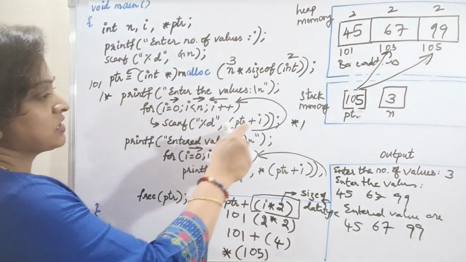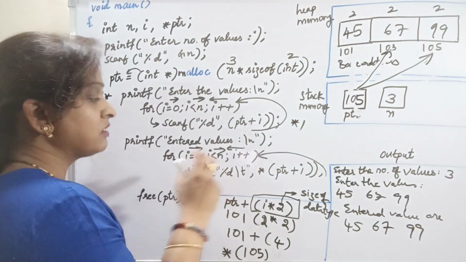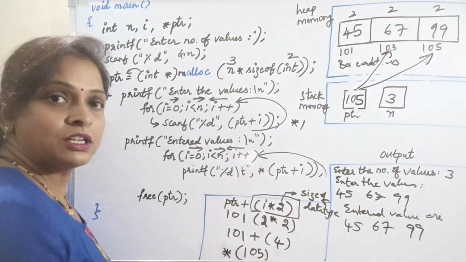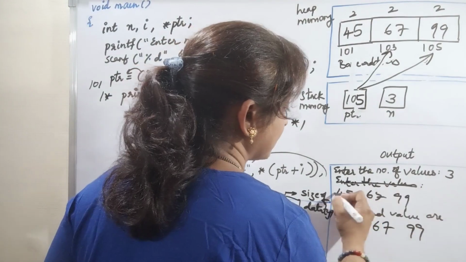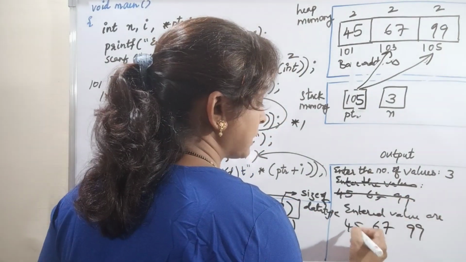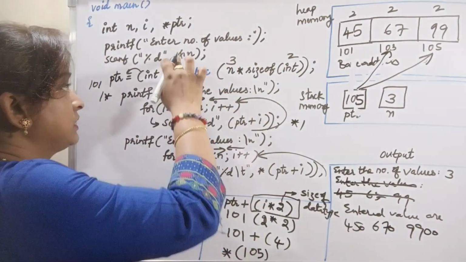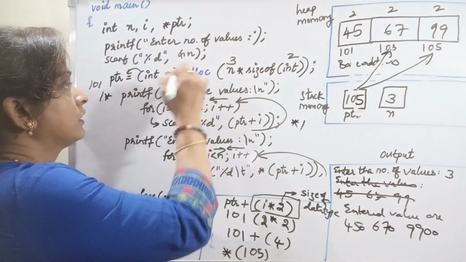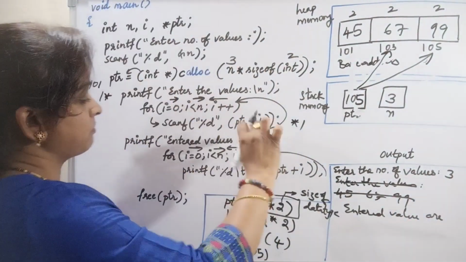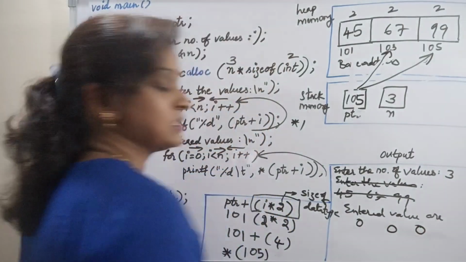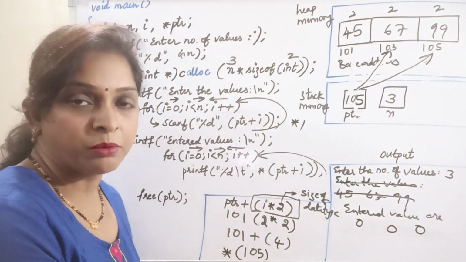Now this portion is commented, so it will not be executed. And if I simply say entered values or so on, it is going to print some junk values here. So this portion will not be there. I get entered values are some junk values. But in the case of calloc, if I comment the same thing, I am going to get 0, 0. So let us see the execution of this program.